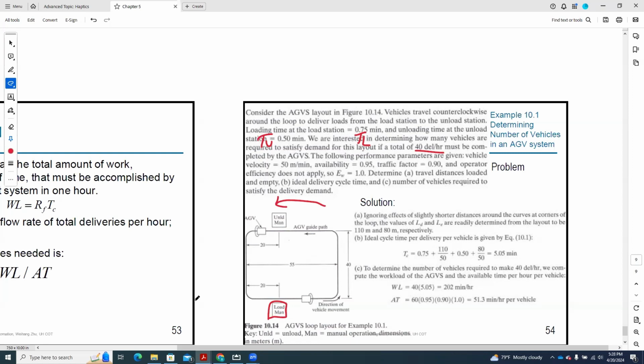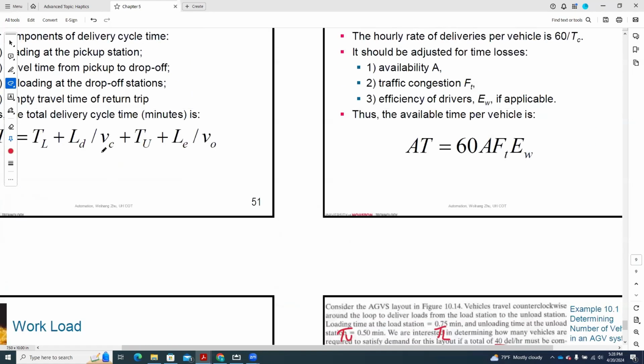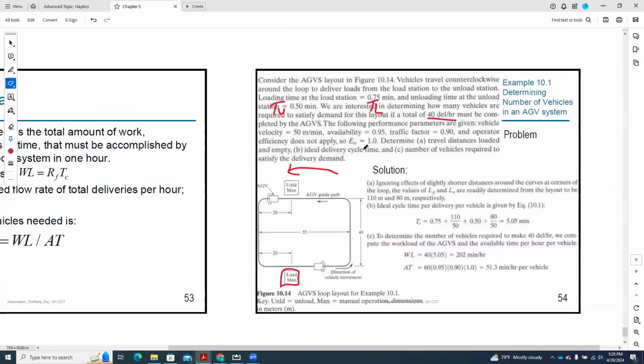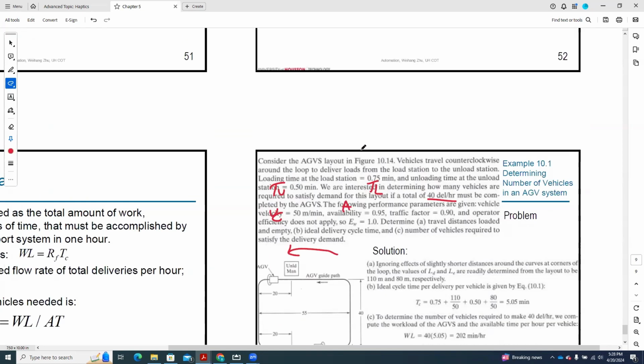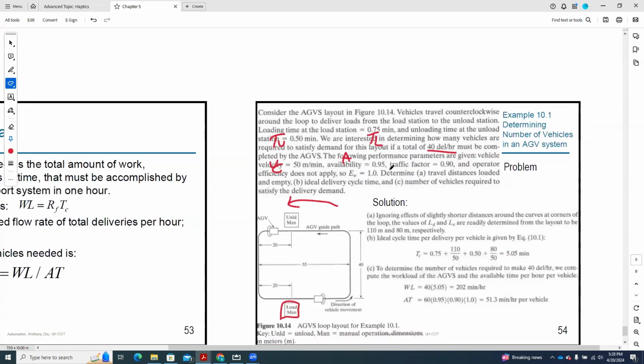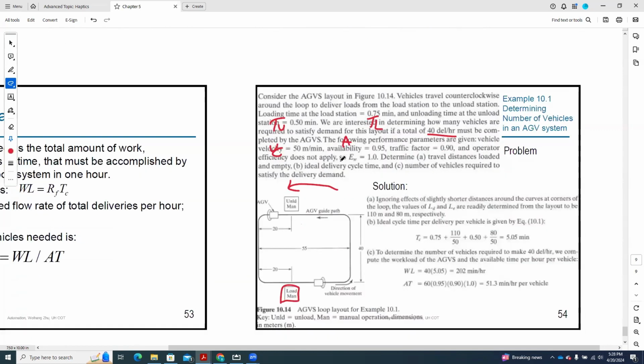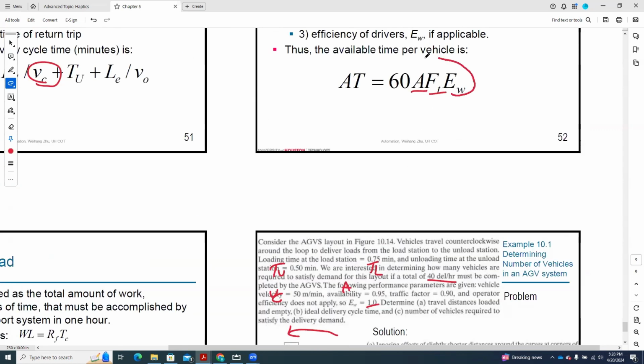So vehicle velocity, this is the velocity that we use, for example here, to calculate the travel time. Let's write VC. Availability, which is just A for this one. And the traffic factor is 0.9. So this is the traffic factor here, 0.9. And operator efficiency is 1. So all of these are given. That means we can calculate the available time right here. So available time is equal to 60 times the availability, 0.95.